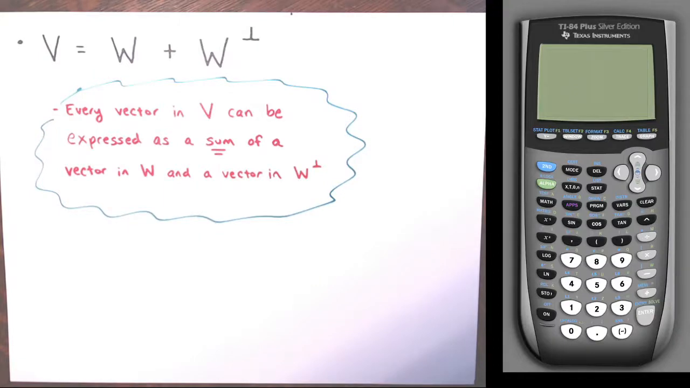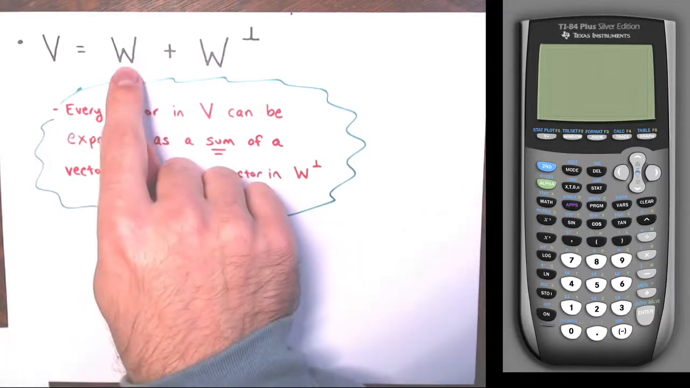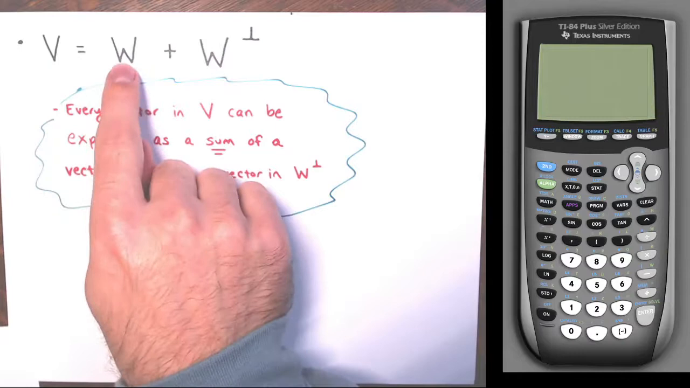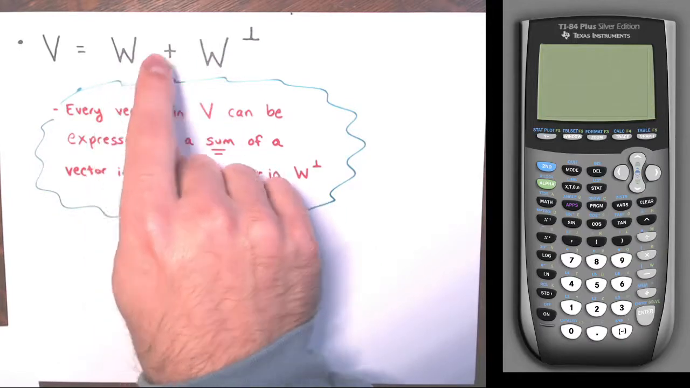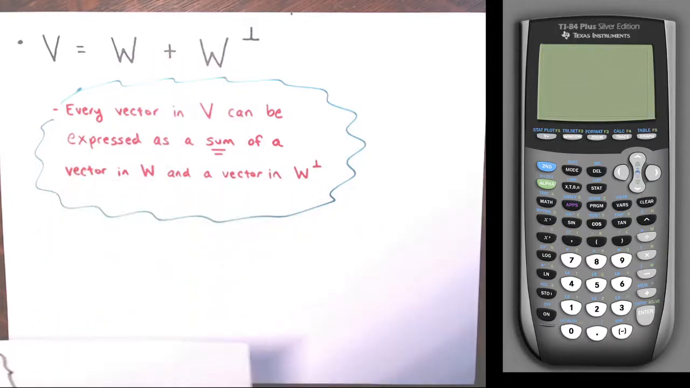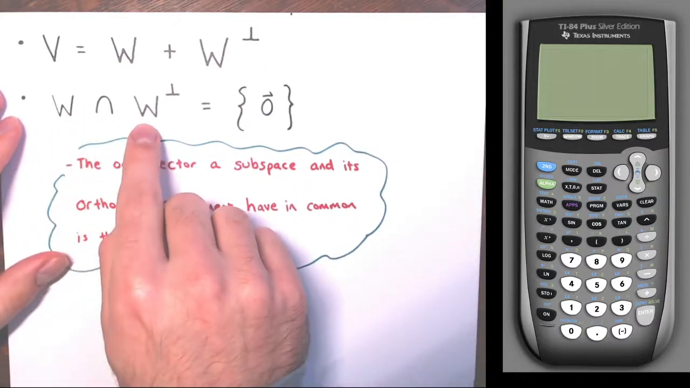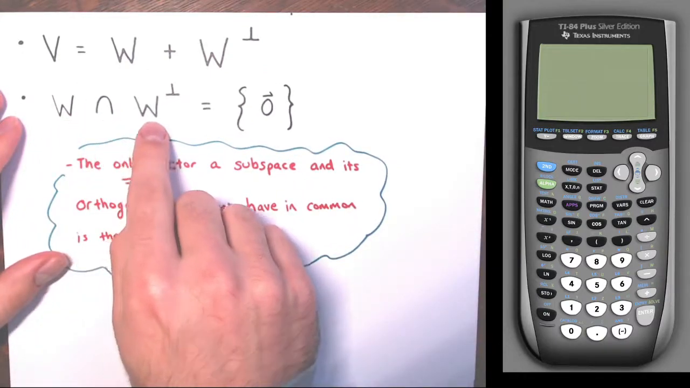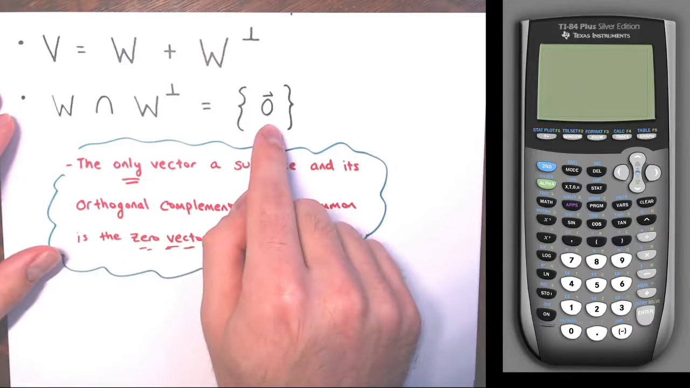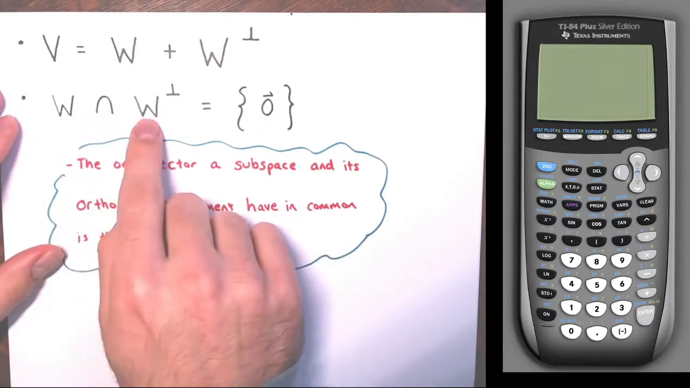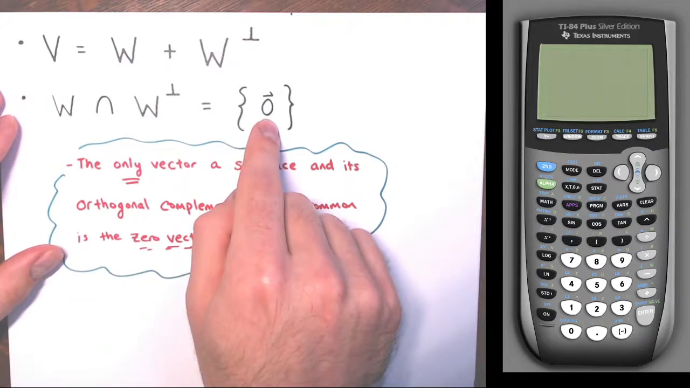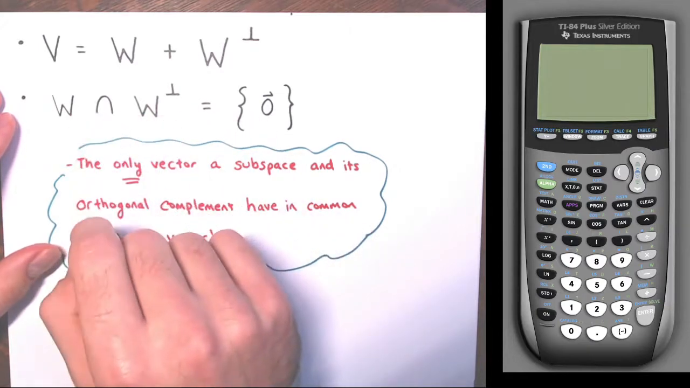The reason being is because, not only is V the sum of a subspace and its orthogonal complement, but any subspace intersected with its orthogonal complement will only contain the zero vector, right? They only share the zero vector. They have nothing else in common.